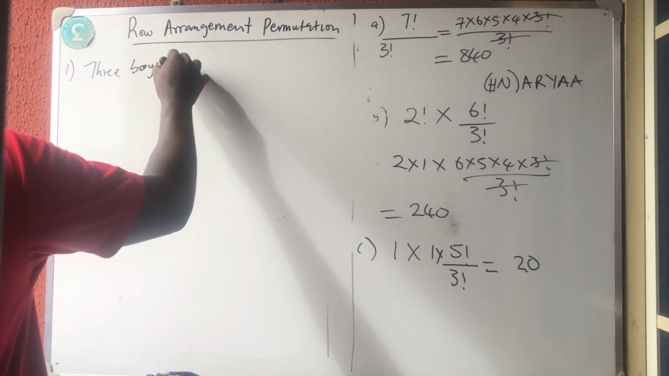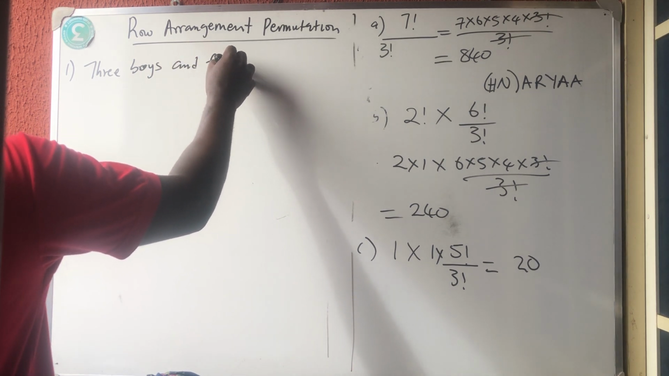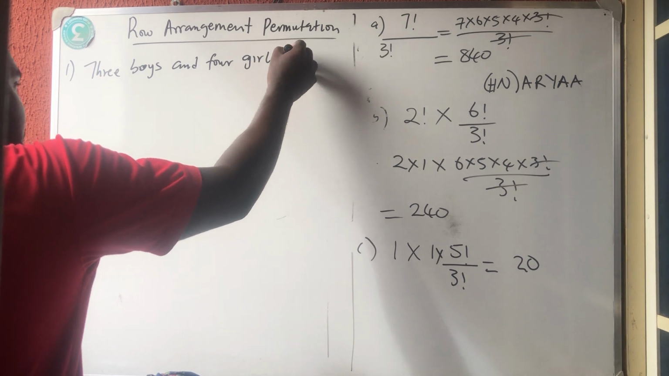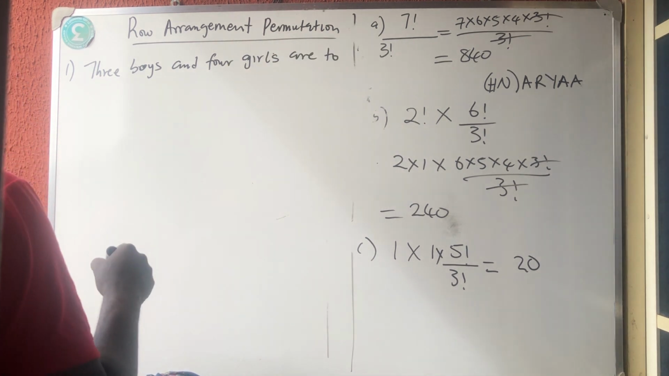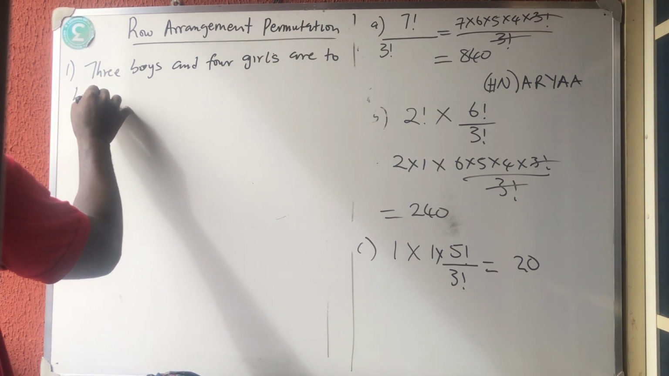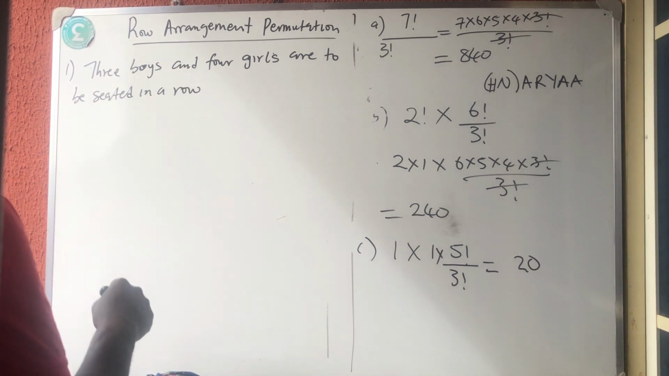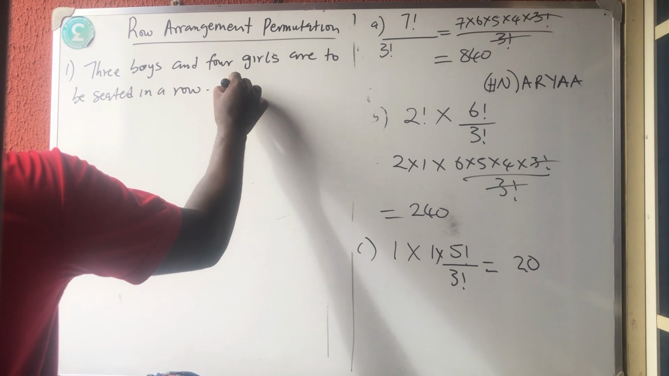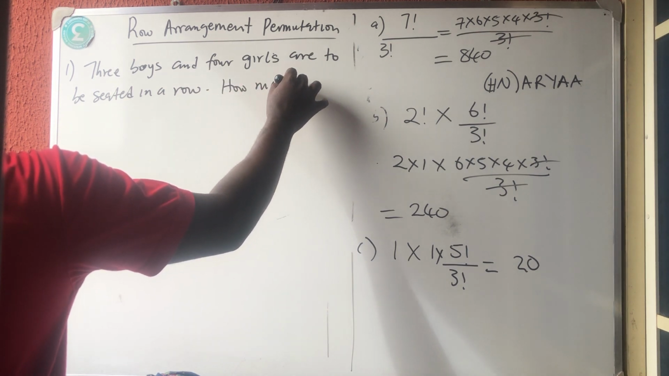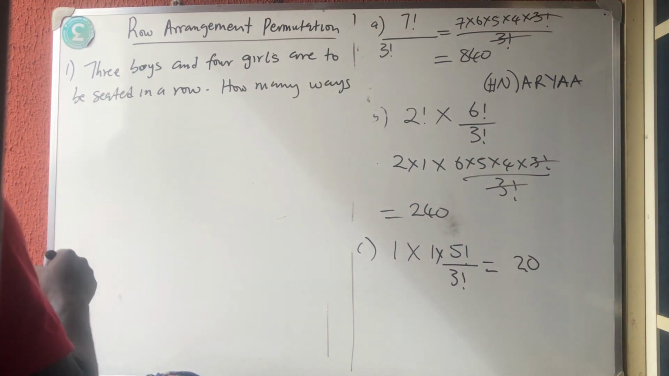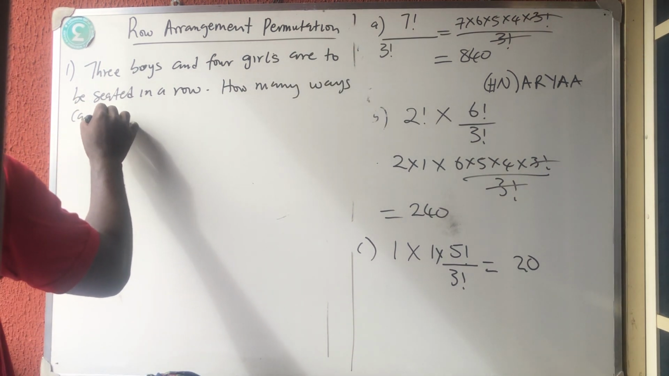Three boys and 4 girls are to be seated in a row. How many ways can this be done?